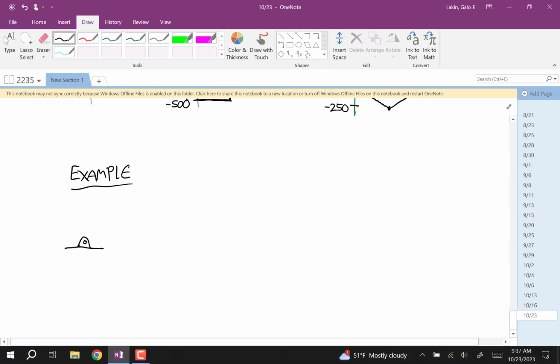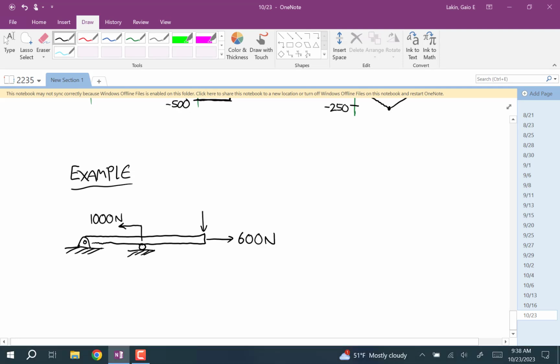So let's say we have a pin joint over here, a roller at the middle, and let's say that there's a force pushing this way at the midpoint of 1,000 newtons, a force pushing this way of 600 newtons, and a downward force of 2,000 newtons.